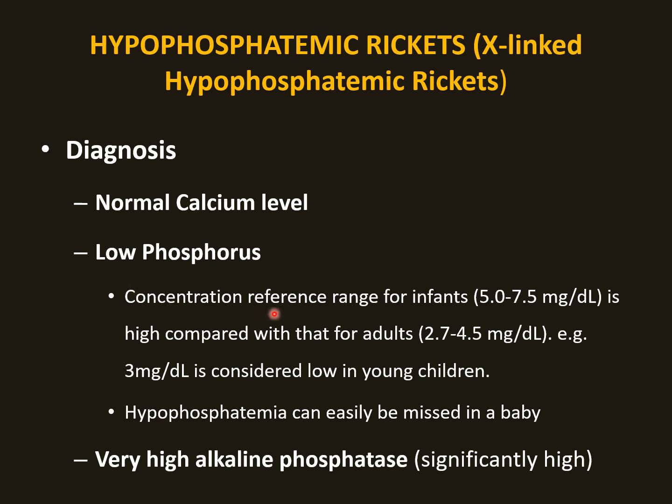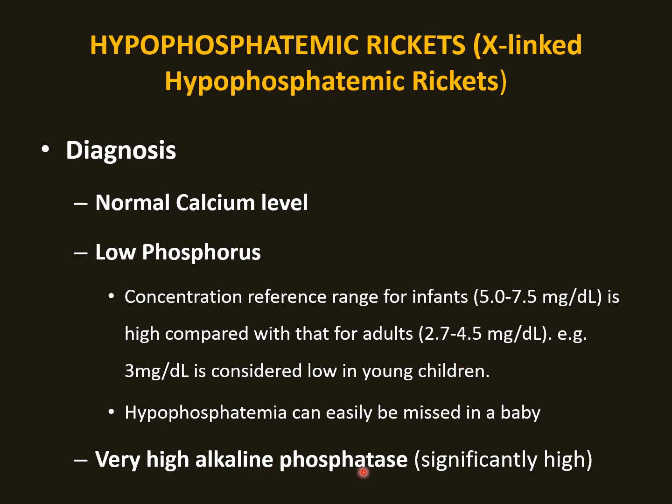But this can be easily missed because of the normal reference range on the lab results you will have. So it's very important to adjust the reference range for age. So in infants, the normal level of phosphorus is between 5 and 7.5 compared to the adult, which is 2.7 to 4.5. So if you have a child with phosphorus level 3, this is considered low. If you have an infant with phosphorus level 4, this is considered low for this infant. So this can be easily missed in babies because of reference range.